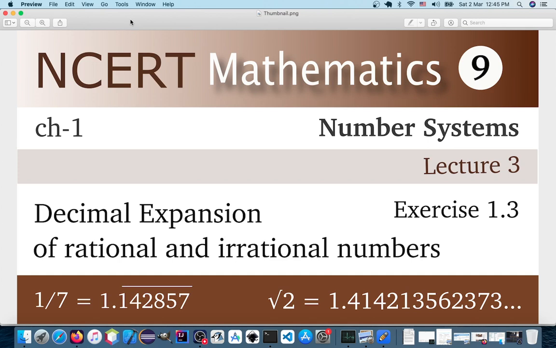So in this lecture 3, I will discuss the section 1.3 from the NCERT textbook, which is about decimal expansion of real numbers. Real numbers means rational and irrational numbers. So let's get started with this video.